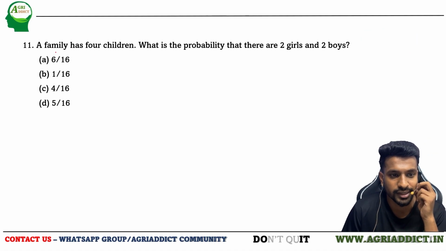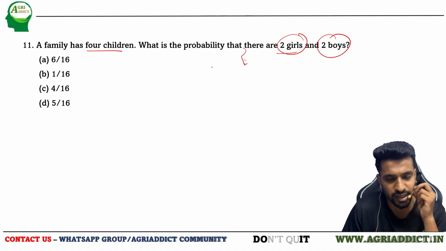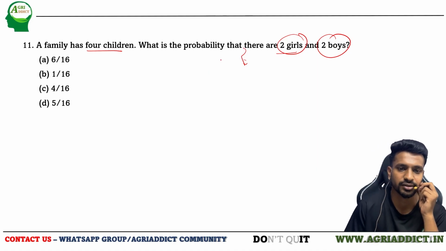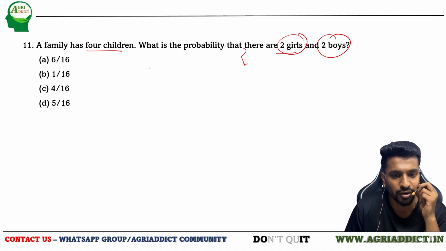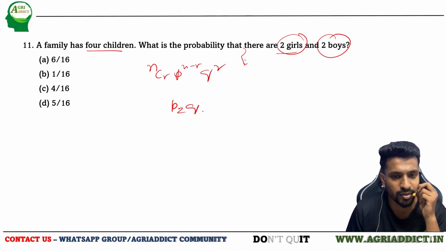Next one, they are asking a family has 4 children, what is the probability that 2 are girls and 2 are boys? So this is more of a probability question. You may or may not expect this type of question in the exams, but since it is very easy to solve, we'll just try to solve it. It is with the formula nCr, p power n minus r, and q power r. And what are p and q? This is the probability of sexes.